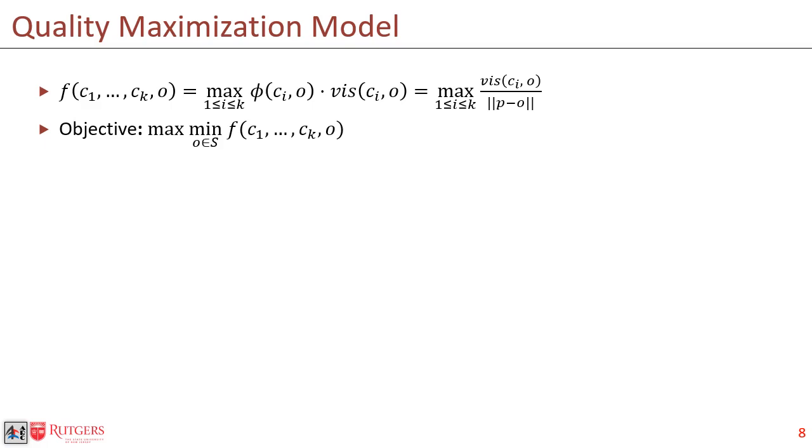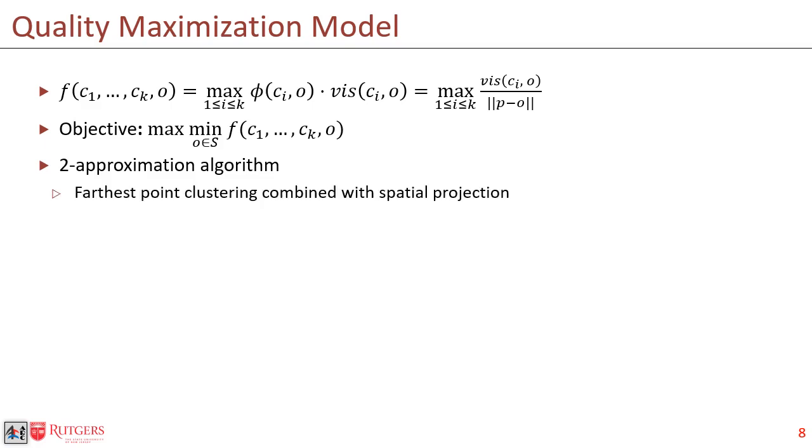In the case of assuming full visibility, we can still get a two approximation algorithm by applying farthest point clustering combined with spatial projection. While in the case where full visibility cannot be guaranteed, for example, some surface points beneath the bed or seat cannot be seen by a camera or light, we can only guarantee a percentage of the surface being covered.